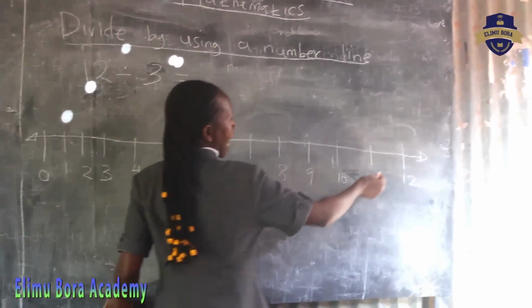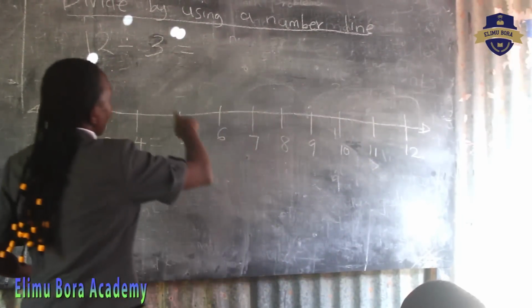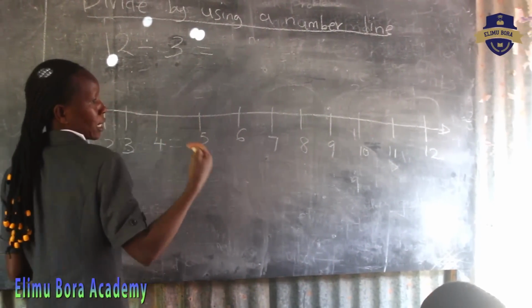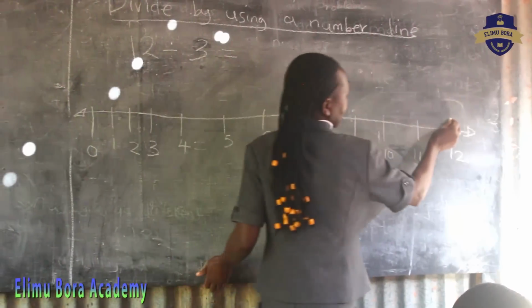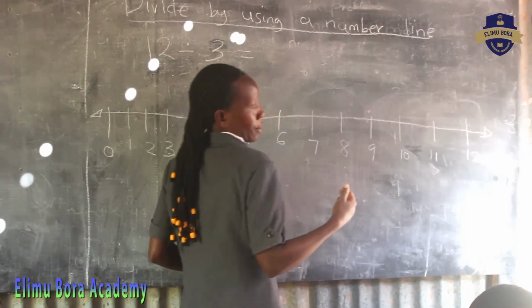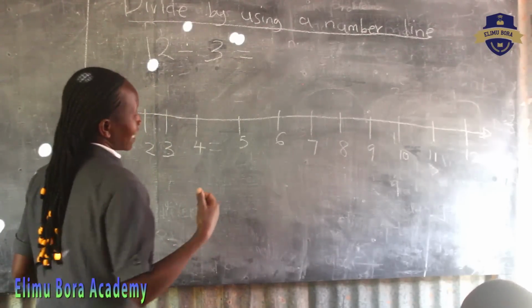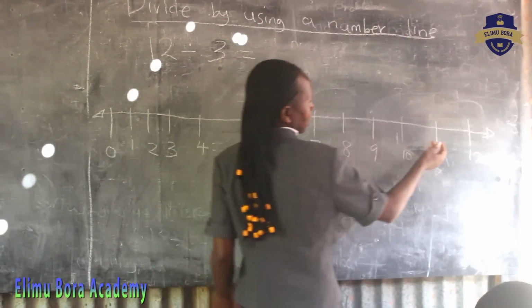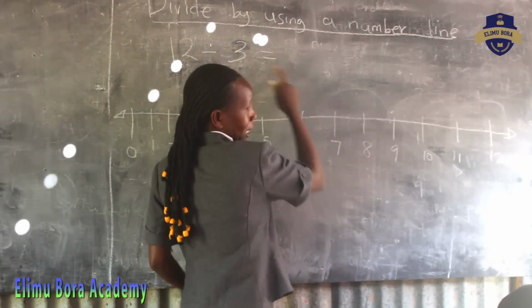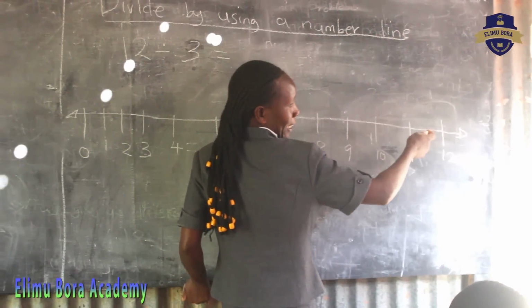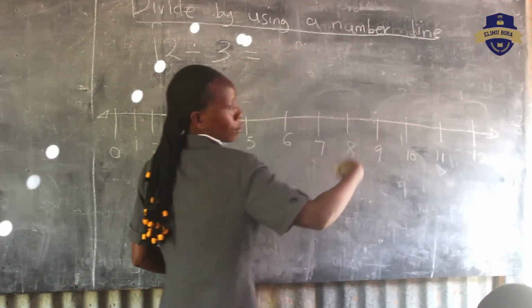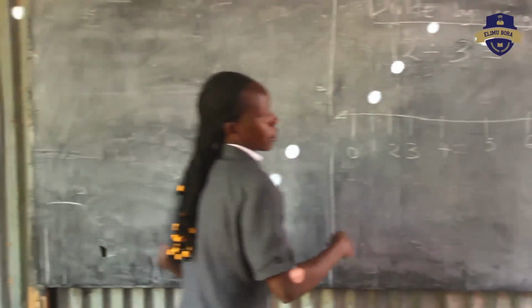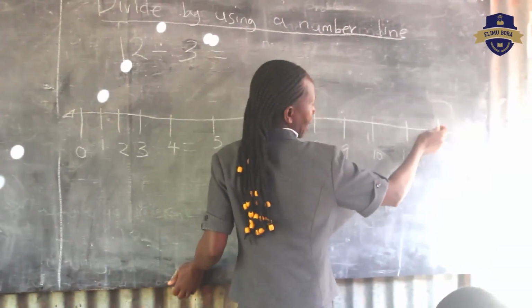So we count steps. How many steps? We count in 3 backwards. So we have 12 divided by 3. We count 3 until we get to 0. We count in 3.